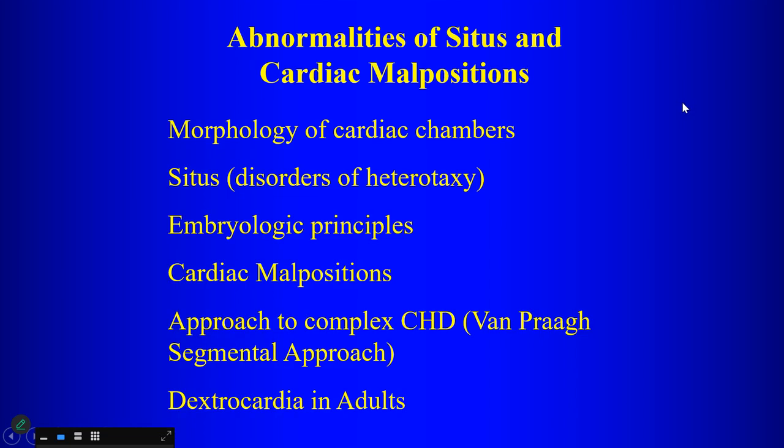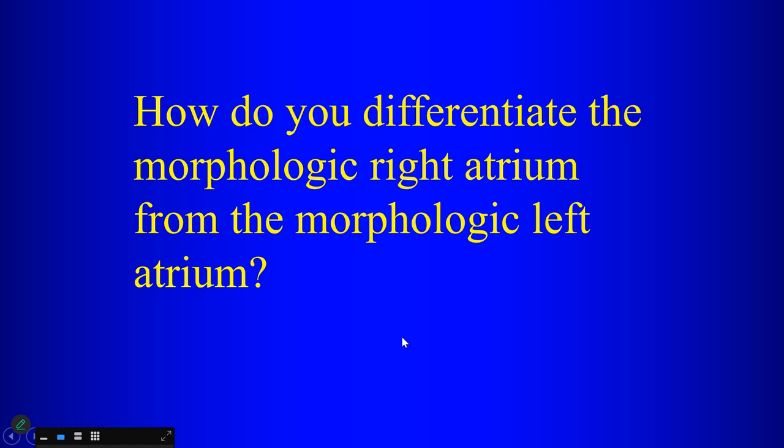So we'll talk about the morphology of cardiac chambers. All of that is familiar to you, so we'll go through that quickly. Situs, disorders of heterotaxy, we'll talk about that. The embryological principles, which is really the key to understanding our systematic approach. And then we'll talk about cardiac malpositions. And then the approach to complex congenital heart disease, the von Praagh segmental approach. That really is a very simple, systematic way of approaching these cases. And then we'll talk about causes of dextrocardia in adults.